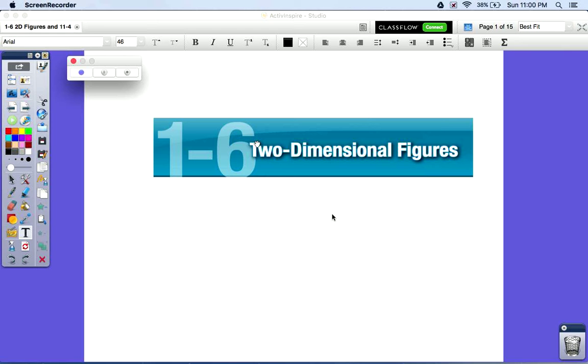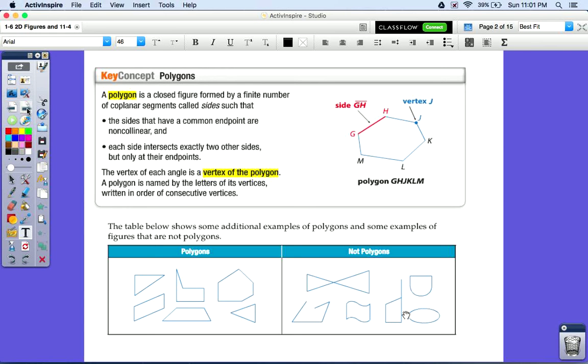Alright, so this is lesson 1-6, which is over two-dimensional figures. So, some vocabulary. A polygon is a closed figure formed by a finite number of coplanar segments called sides. What this means is that there is no polygon that has an infinite number of sides. And if there was one, we would consider it to be a circle, but circles are not polygons. And all of those sides must be in the same plane.